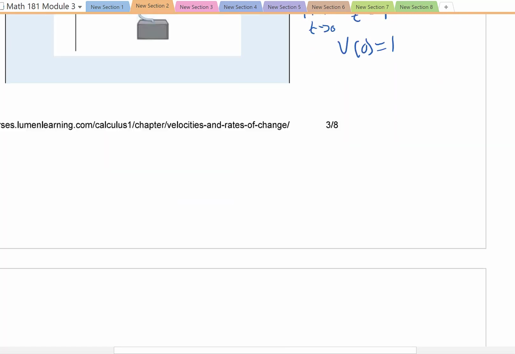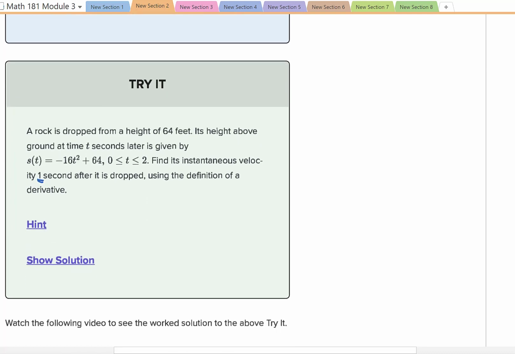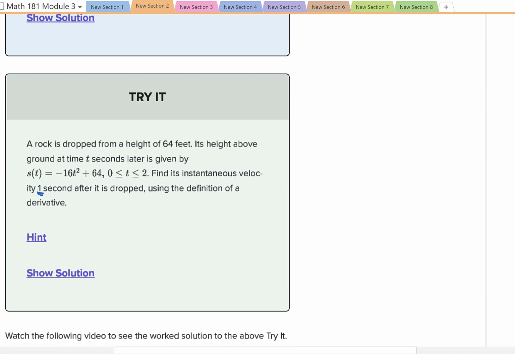I'm going to move on here. A rock is dropped from a height of 64 feet. Its height above ground at time t seconds later is given by s of t equals negative 16t squared plus 64, and the interval is from 0 to 2. I'll be honest, when I first did this problem, I was focusing on that 0 to 2, but the thing to focus on is what I underlined here. Find the instantaneous velocity at 1 second after it is being dropped. Use the definition of the derivative.